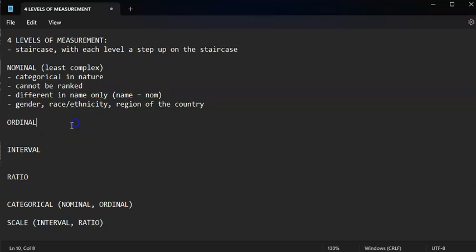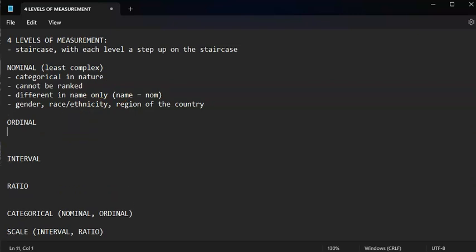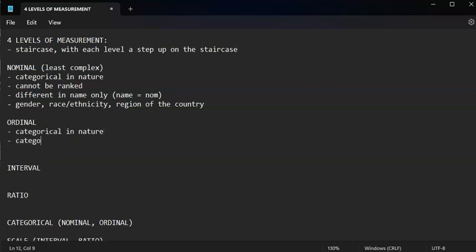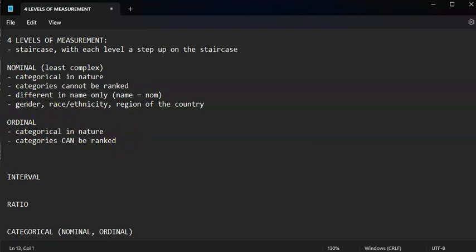In contrast, ordinal variables are categorical in nature. The categories can be ranked. Maybe it would be helpful to say categories up here. So a very common version is a Likert type variable. You could also see socioeconomic status in this.